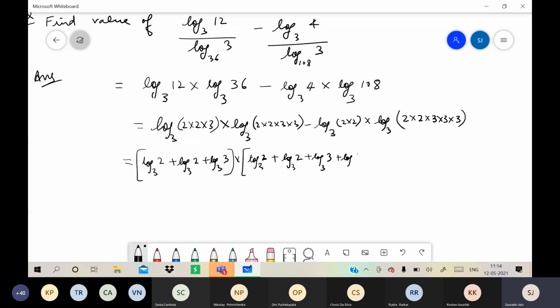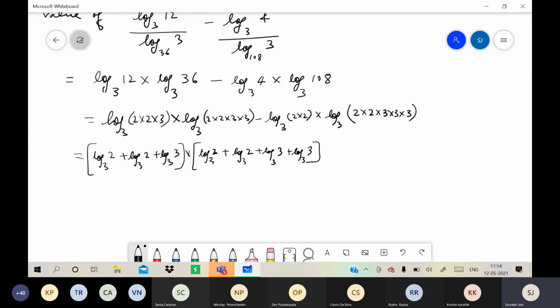I hope you are understanding. Then minus, repeat this here, log 2 base 3 plus log 2 base 3, this is from this bracket, and finally the last one, there will be 5 terms. You will say, sir, this question is getting lengthy. No, you'll get the answer. Log 2 base 3, log 2 base 3, and then log 3 base 3, how many times? 3 times.